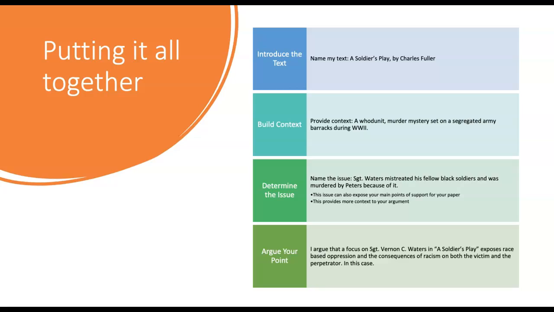So putting that all together, we're gonna use A Soldier's Play by Charles Fuller, something we read earlier this year, as our sample text. So here I would introduce the text. We've got A Soldier's Play by Charles Fuller. We're gonna provide the context. So this is a whodunit. It's a murder mystery set on a segregated army barracks during World War II. And you see that I've summarized that in one line.